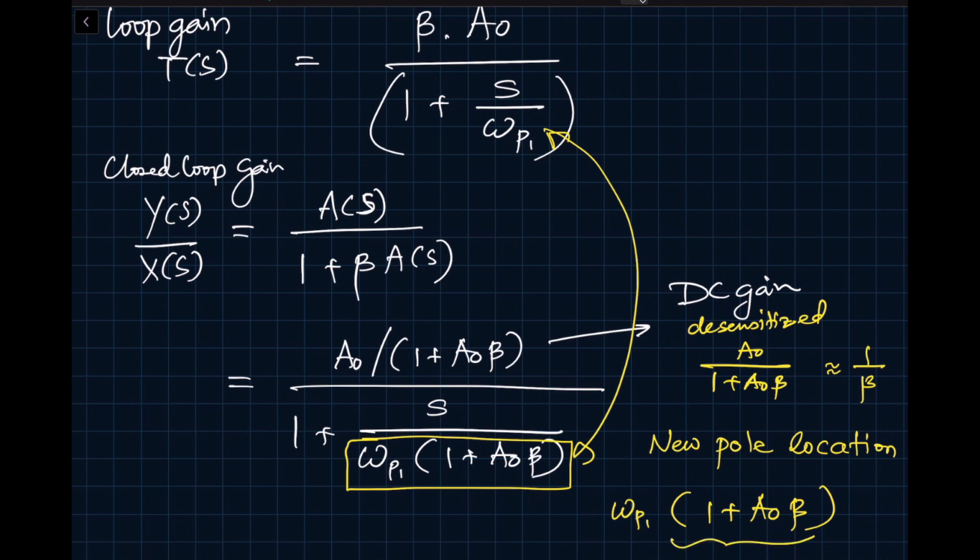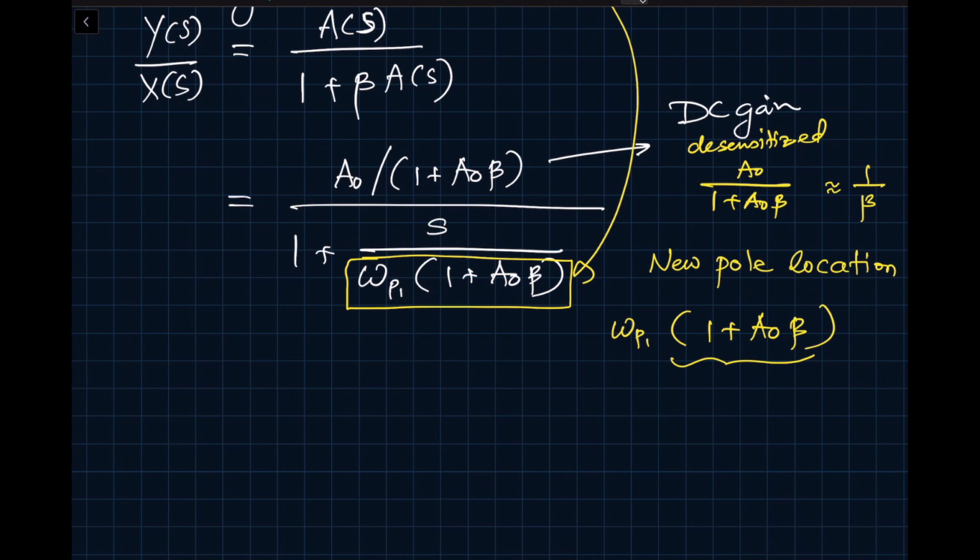So omega p1, which was the original pole location, now has become omega p1 times 1 plus A0 beta. So this is large. So we say that we got increase in bandwidth because of feedback. Our original bandwidth was omega p1. Now we have a new bandwidth, which is omega p1 times 1 plus A0 beta. So let me draw this graphically, and then it will become very clear how the bandwidth increases.